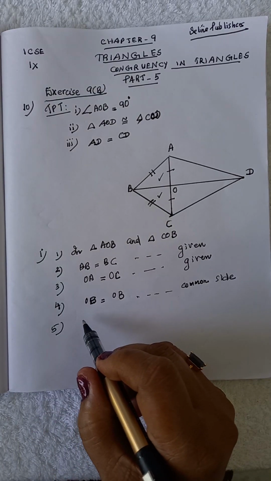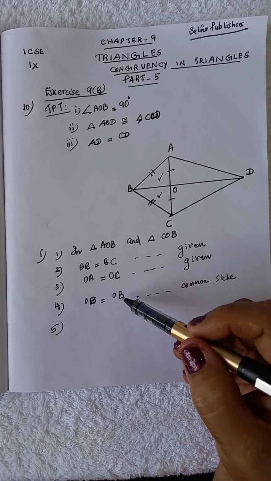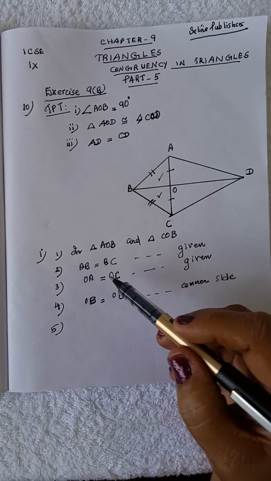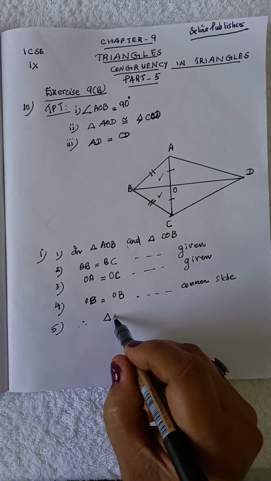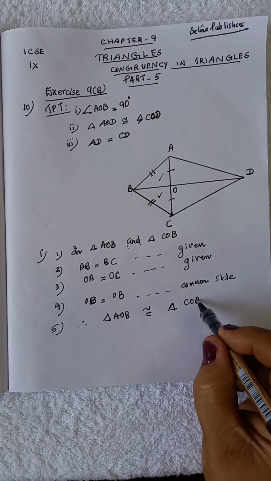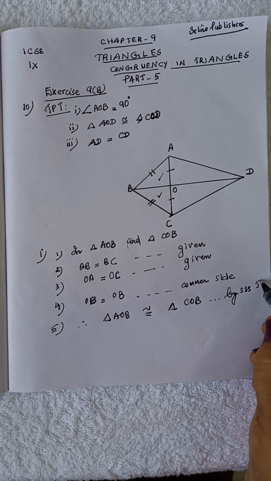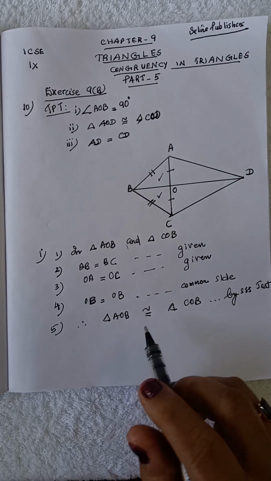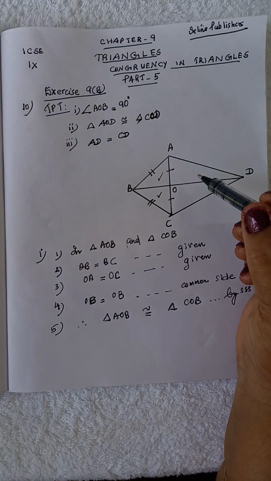We can write fifth point. Here in the case of these two triangles, three corresponding parts are equal. Side, here also side, then in this case also side. So we can write, therefore triangle AOB is congruent to triangle COB. That is by which test? By SSS test. Therefore, as these two triangles are congruent, their corresponding parts, that is all corresponding sides and angles, are also congruent, that is equal.